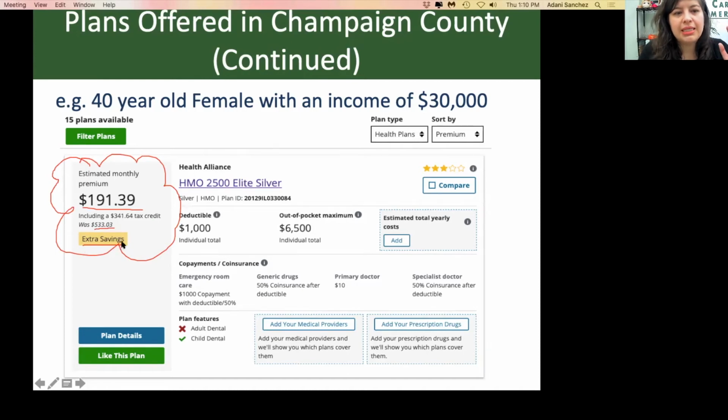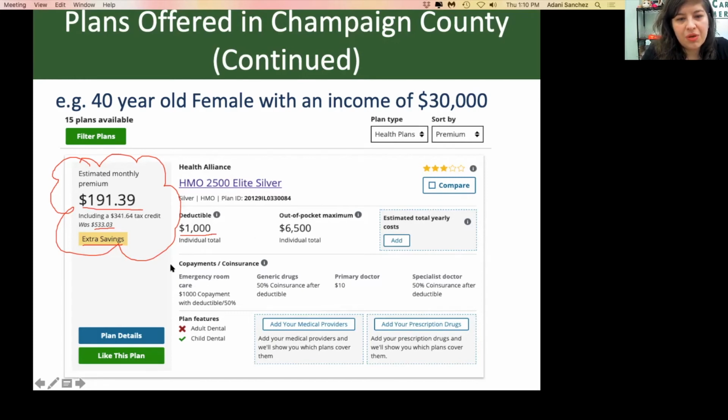So this is the discount that we were talking about that's called cost sharing reduction. So that's what that little yellow rectangle is referring to. In this situation, our example qualifies for a reduction in copays and deductibles. So you can see here the deductible is $1,000, which is cheaper than it usually is for someone else who was not getting a cost sharing reduction.